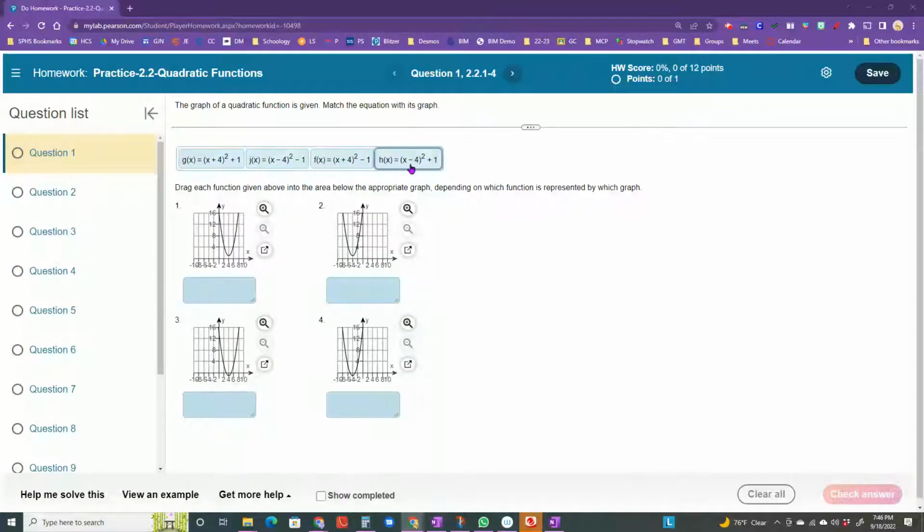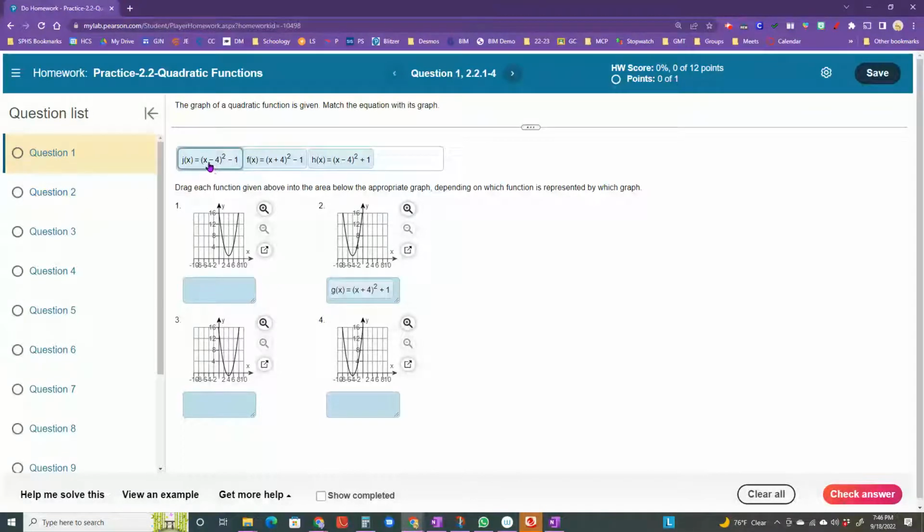Okay? And you have to match each of these equations with the graph. So if I look at this parabola, it's going up, and its vertex, h is -4 and k is 1. That looks like -4, 1, and it is the only one. So I know that it's going to go here, and you just got to drag it there, okay?